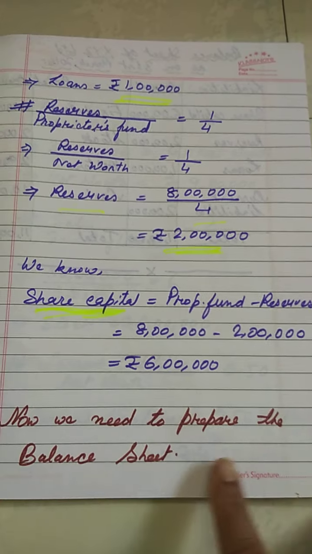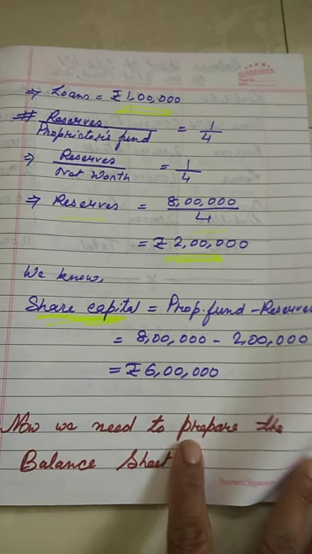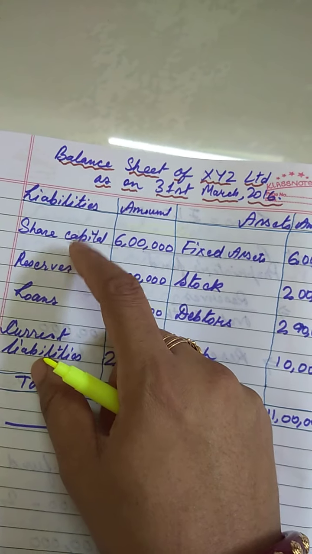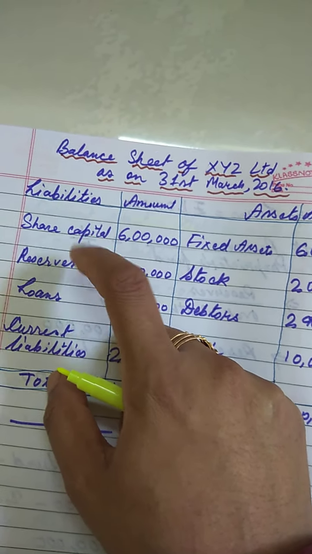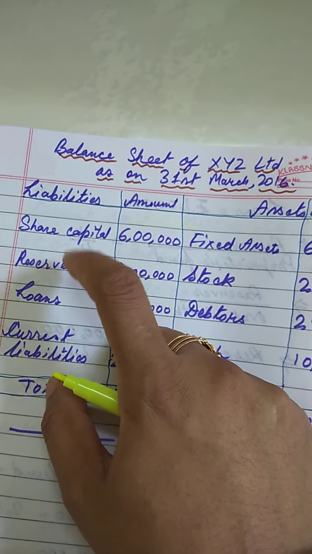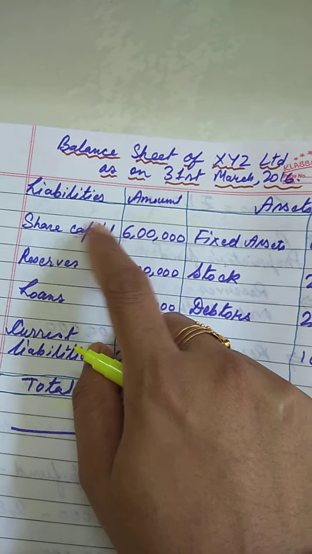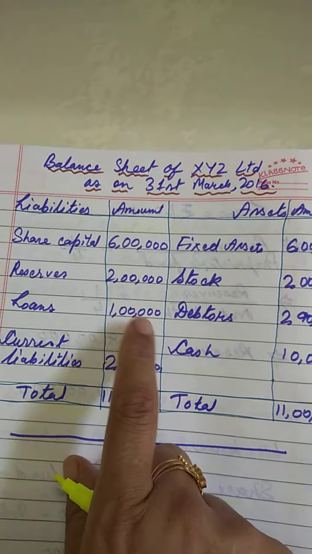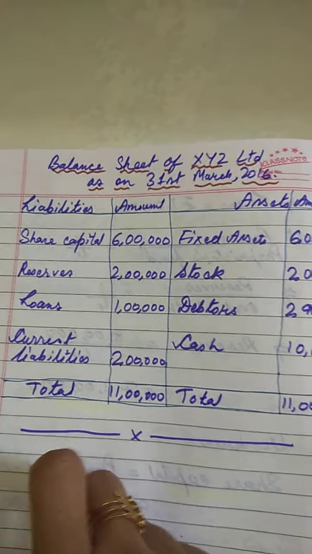Now we need to prepare the balance sheet. No more ratios or information is left in the question, so we have to proceed and see if the balance sheet is coming or not. As I told you, here instead of writing share capital and reserves, you could have written directly proprietor's fund, right? But since they are reserves, we can write share capital. So share capital we have found, reserves we have found, loans we have derived, and current liabilities also we have derived. You can tally with the last page.